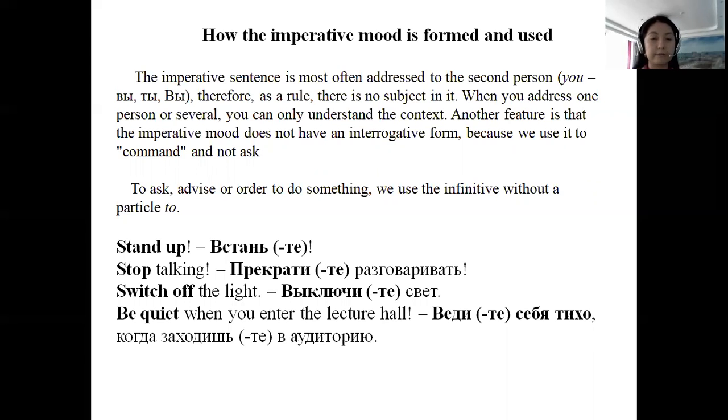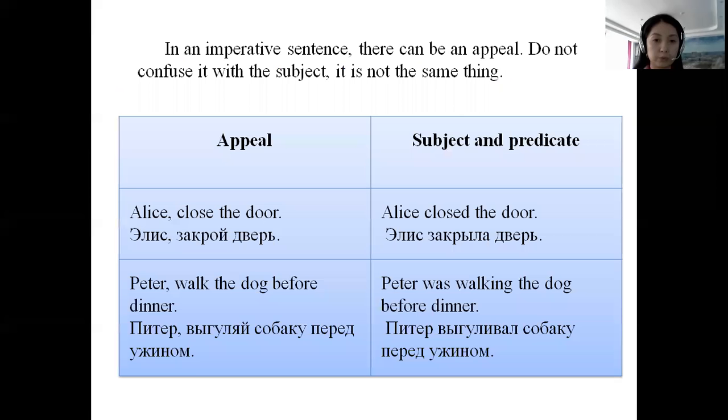To ask, advise, or order to do something, we use the infinitive without the particle to. For example, stand up, встаньте, stop talking, прекратите разговаривать, switch off the light, выключите свет, be quiet when you enter the lecture hall, ведите себя тихо, когда заходите в аудиторию.